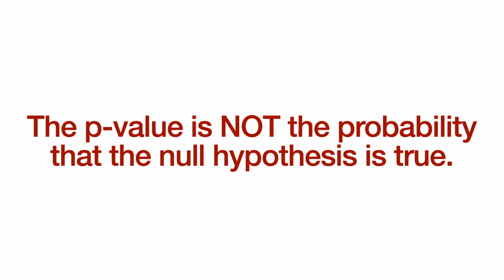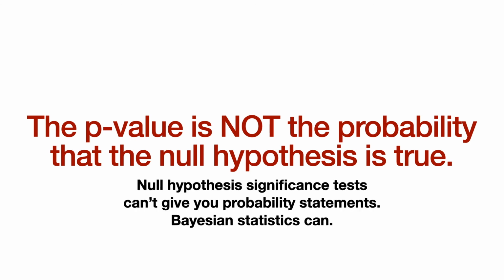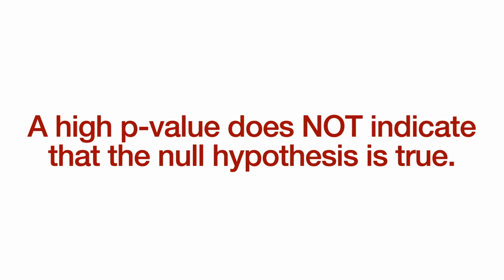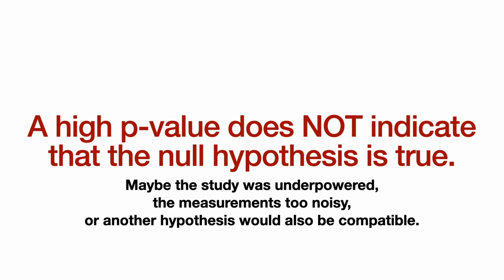The p-value is not the probability that the null hypothesis is true. Null hypothesis significance tests can't give you probability estimates. Bayesian statistics can. A high p-value does not indicate that the null hypothesis is true. Maybe the study was underpowered, the measurements too noisy, or another hypothesis would also be compatible.